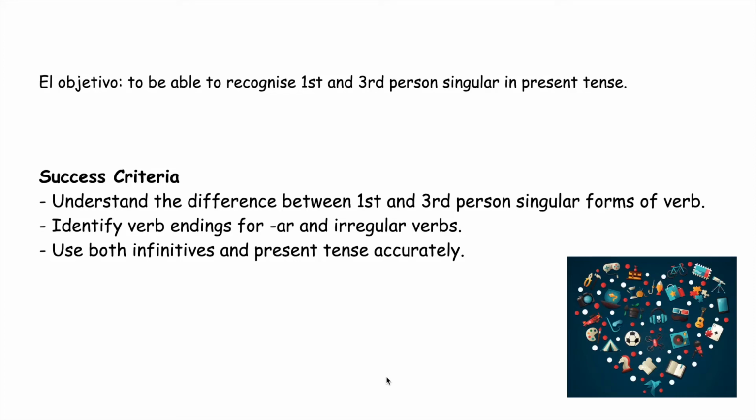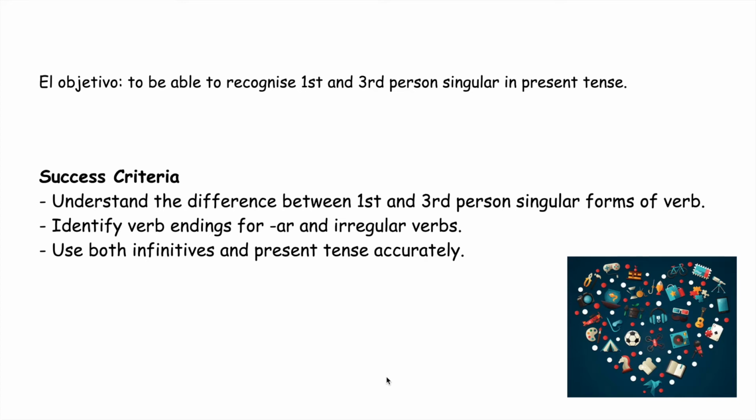Today we're going to be talking about the present tense in Spanish, and in particular the first and third person singular. By the end of this lesson, I hope that you understand the difference between those two things. I want you to understand and identify verb endings for AR and irregular verbs. And finally, I would like you to use both infinitives and present tense accurately. We're going to be doing a listening for you to practice those two things.